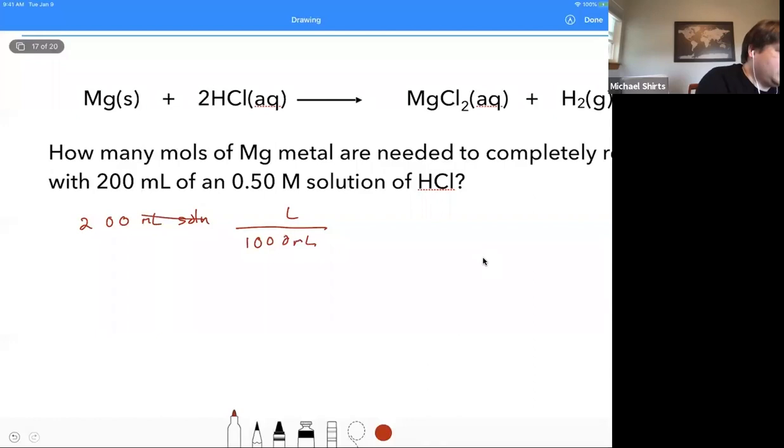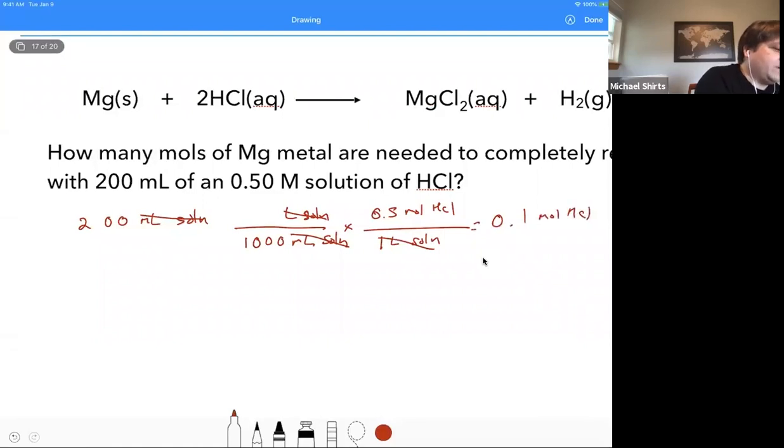Let's be clear that this is milliliters of solution. And then we also have the concentration, in that it's 0.5 moles of HCl per 1 liter solution. This is per liter solution. Liters solution cancel, and once you do the calculation, we get out 0.1 mole of HCl.